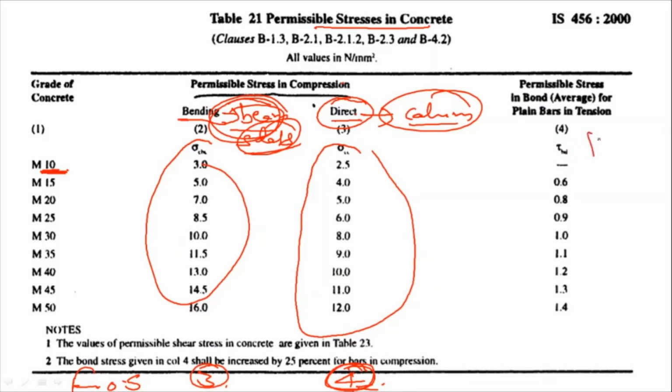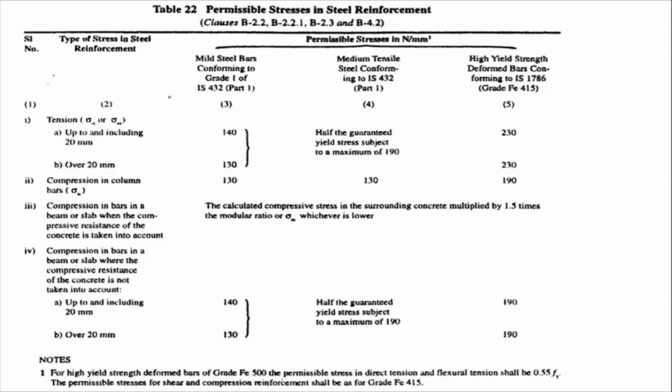Okay, then these are not that important, so you don't need to remember them. Whatever the permissible bond stress is given here, they are for plain bars in tension. But if you are using them in compression, these values have to be increased by 25%. So if you are using the bars in the compression zone, then you have to increase them by how much percentage? 25%.